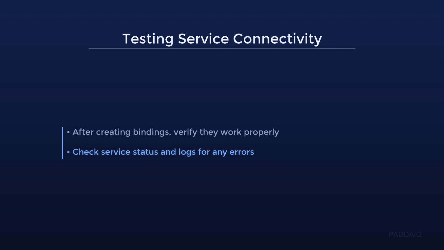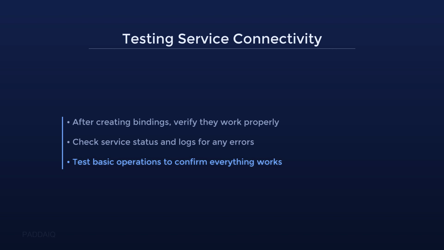Check service status and logs for any errors. This means verifying your service is running correctly and reviewing detailed records to identify issues. For example, if an email service fails, you'd check its operational status and logs to find a configuration error. Consistently monitoring these ensures reliable connectivity and quick problem resolution.